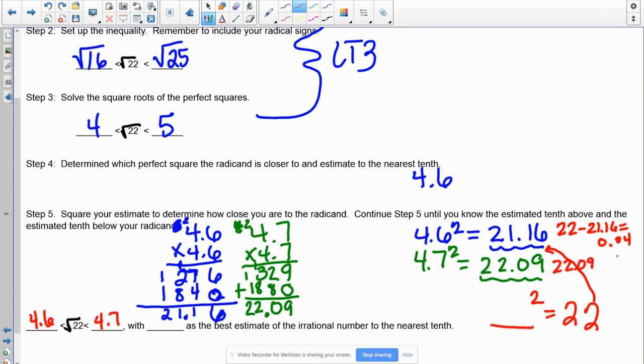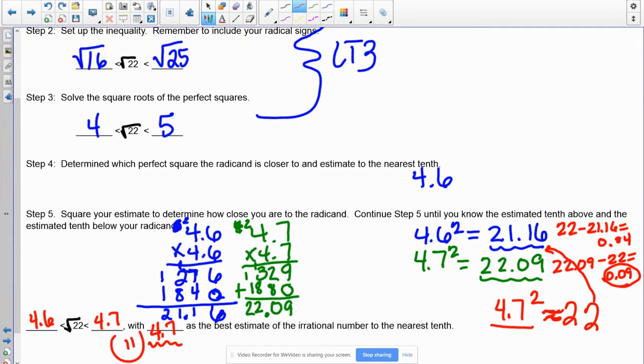22.09, so 22 and 9 hundredths minus 22 equals, well, this one is only 9 hundredths away. So looking at this, this is a much smaller difference. So 4.7 is my best estimate. So 4.7 squared is the best estimate. I should probably put this as an approximate symbol, it is almost 22.2, closer than the 4.6. So I'm going to write 4.7, put my smiley face because it took a while of work to get there, as my better estimate.